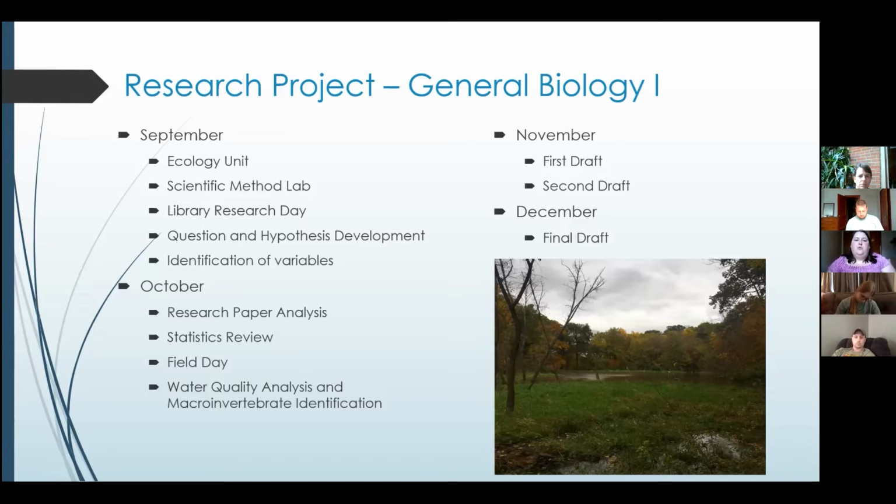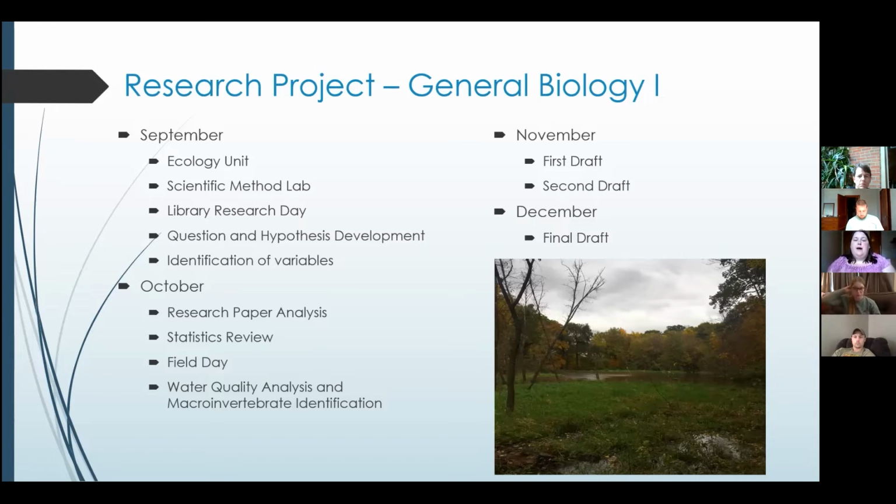And then they were told to pick one of those parameters that they wanted to focus on for their project. And they were told that they also had to do macroinvertebrates. So they had to do the macroinvertebrate survey, and then they were going to focus in on their research for one of those water quality parameters. And so they spent that day in the library doing research.